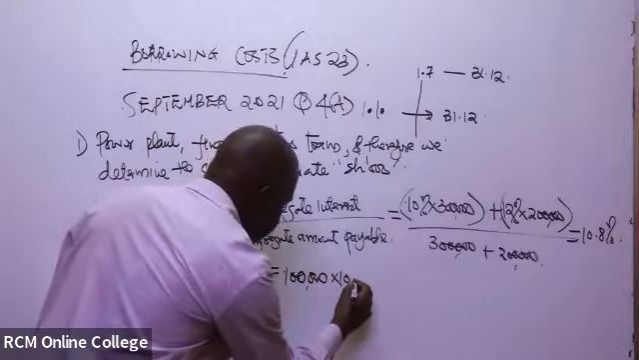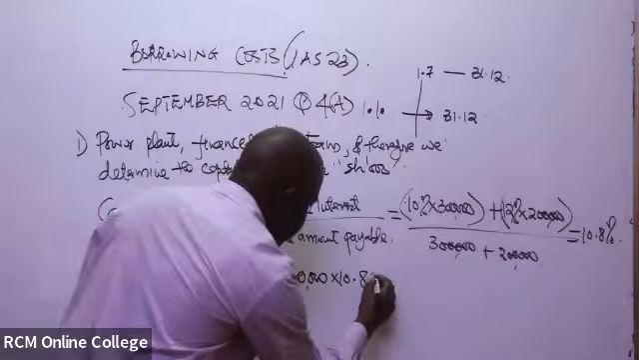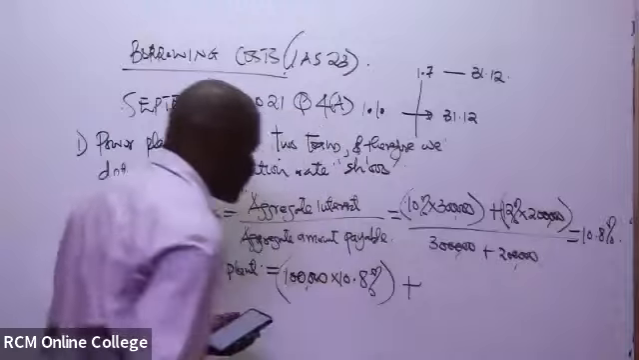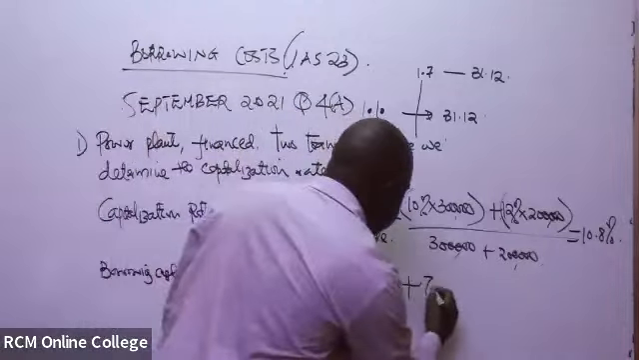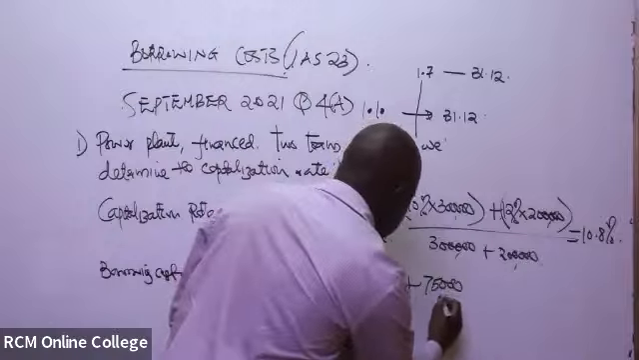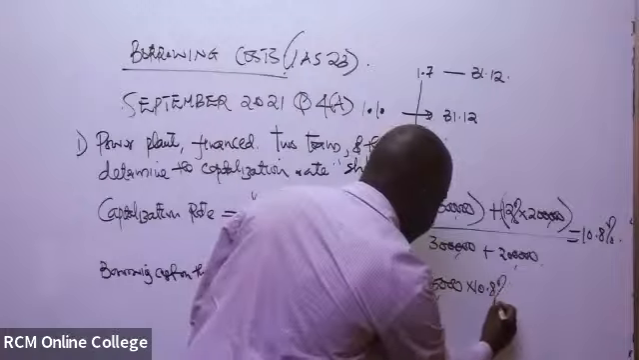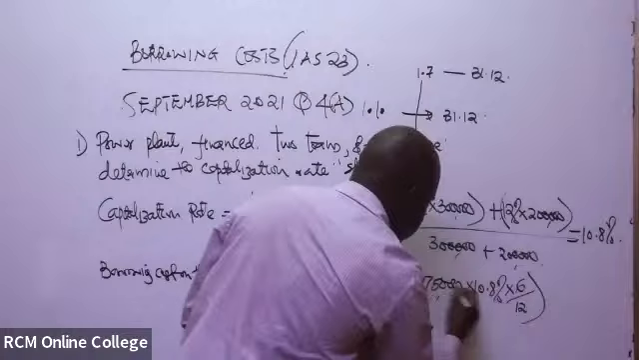multiplied by 10.8% plus the other amount that was actually from the middle of the year. It was actually what, 75 million. So 75 million multiplied by 10.8%, but now it was for half year. You have to multiply by 6 out of 12.